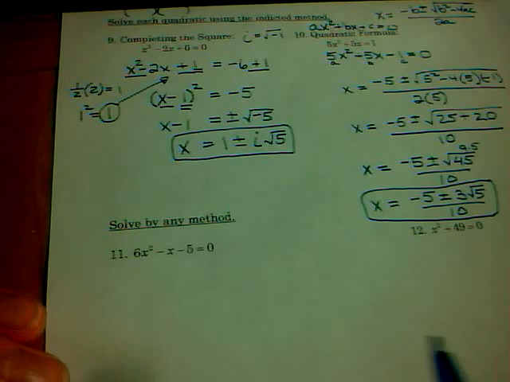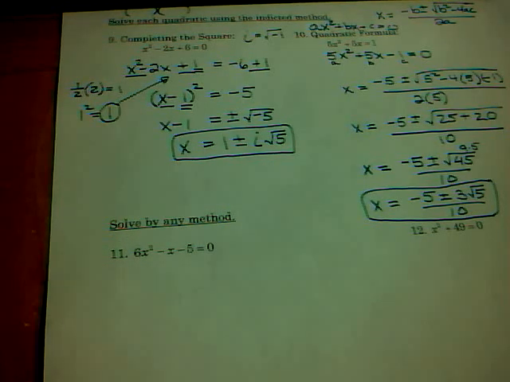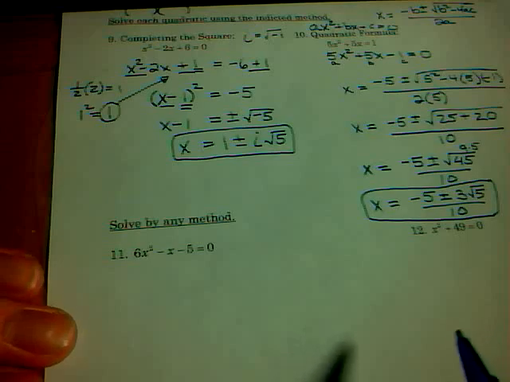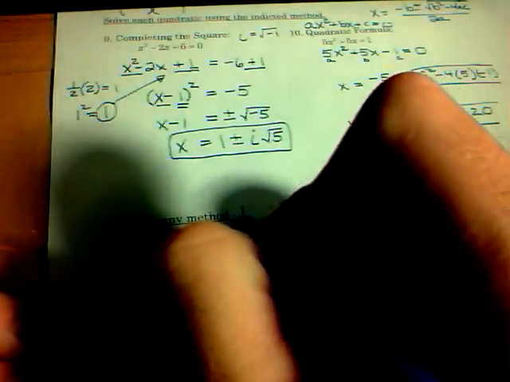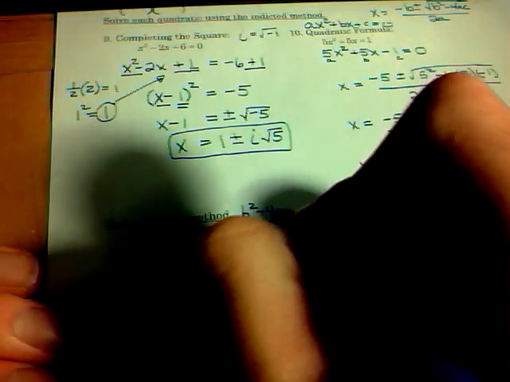Okay, problem number 11. Looks like we have a quadratic here that they say to solve by any method. So we're going to have to try to figure out what's the best method to use. A great way to do that would be to figure out the discriminant. And remember, the discriminant is b squared minus 4ac.